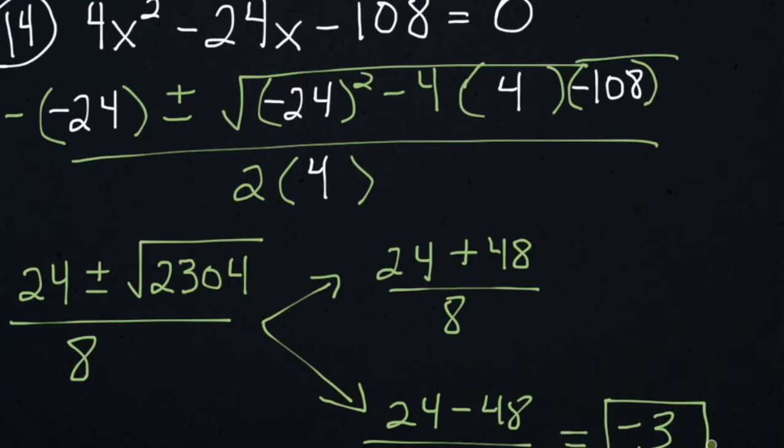24 plus 48? That's 72. 72 divided by 8 is 9. So one of my roots is at 9 and the other one is at negative 3.